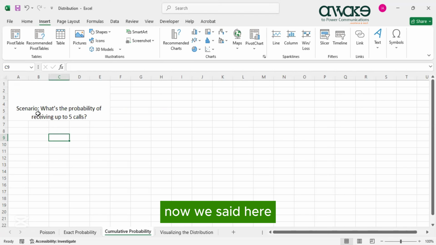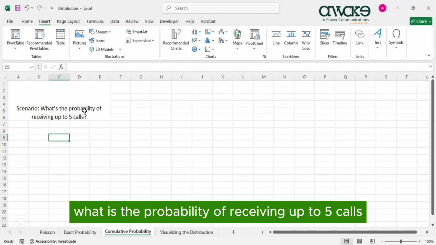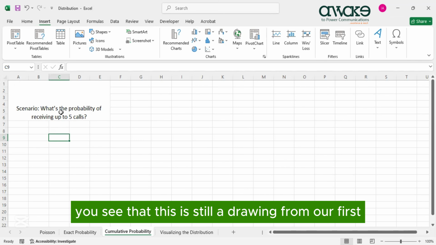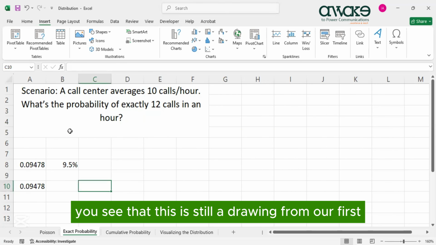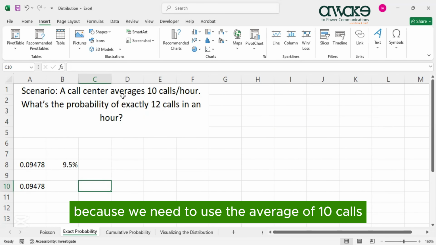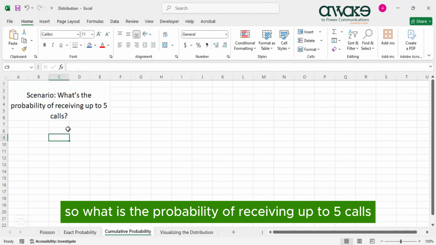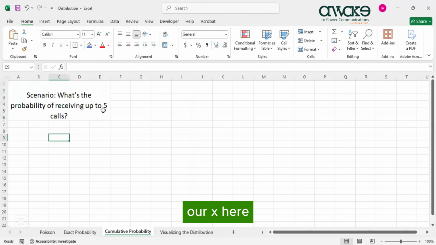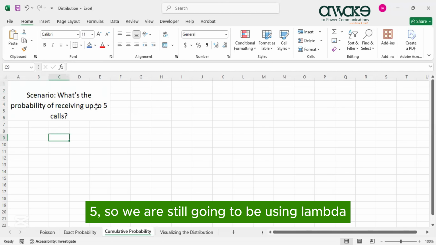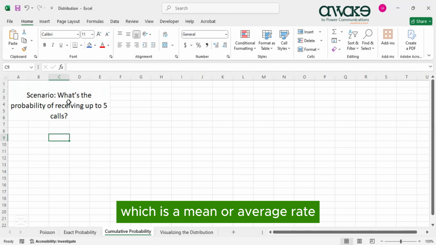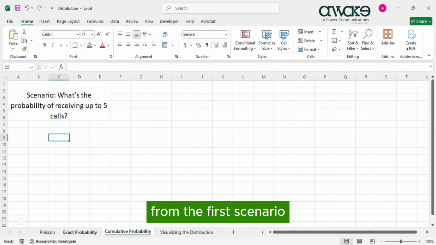Now, we said here, what is the probability of receiving up to 5 calls? You see that this is still drawing from our first scenario, because we need to use the average of 10 calls from there. So what's the probability of receiving up to 5 calls? Our x here is 5. So we are still going to be using lambda, which is our mean or average rate from the first scenario.